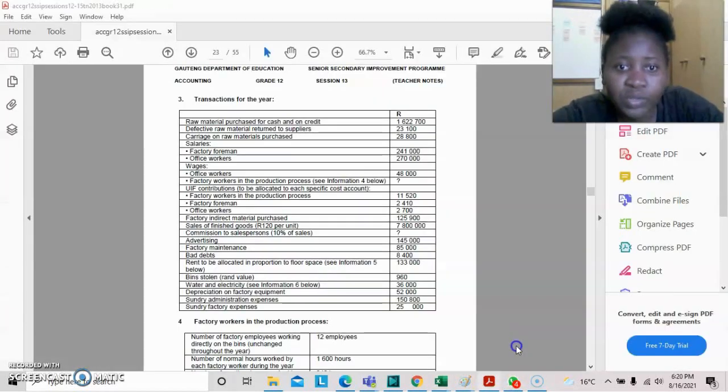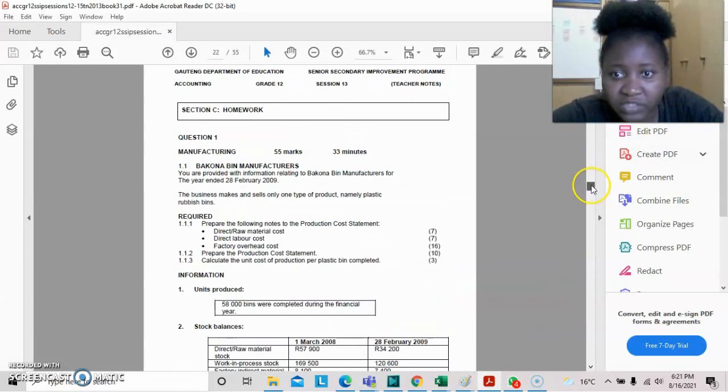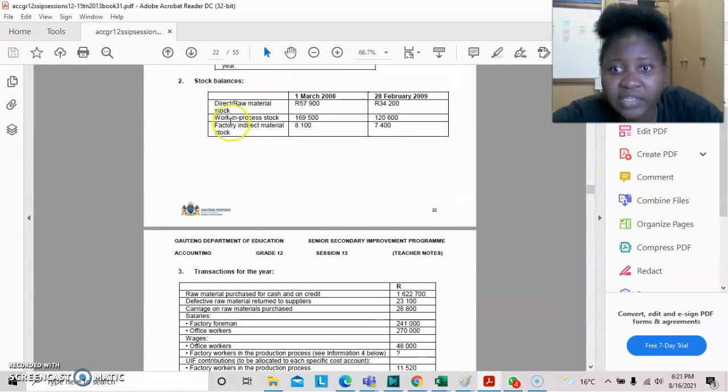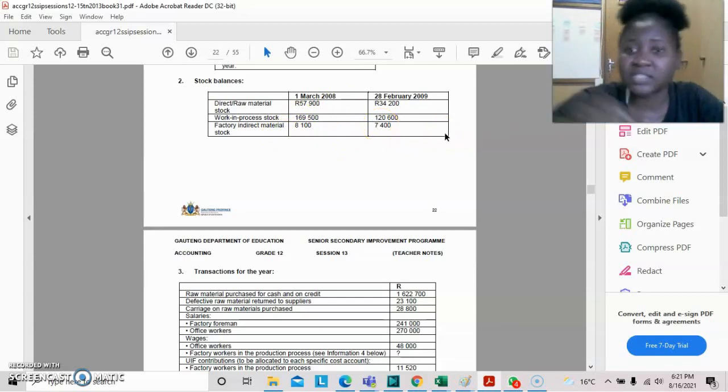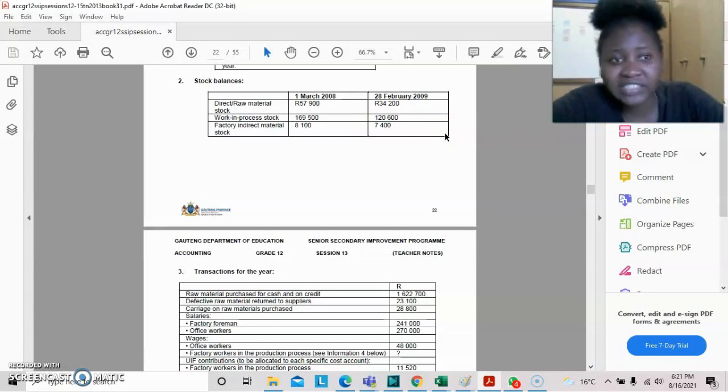So if we go back to the information that has been provided to us, they gave us factory indirect material, which is 8,100 as well as 7,400. This is an error on the examiner's side because they didn't indicate whether this is money or just amounts, as in the number of units of material that was bought. It doesn't say whether it's money or units. So this is actually money.